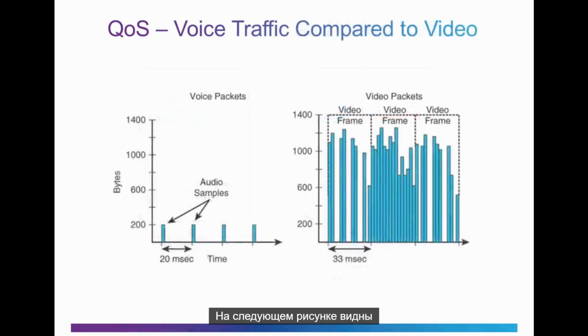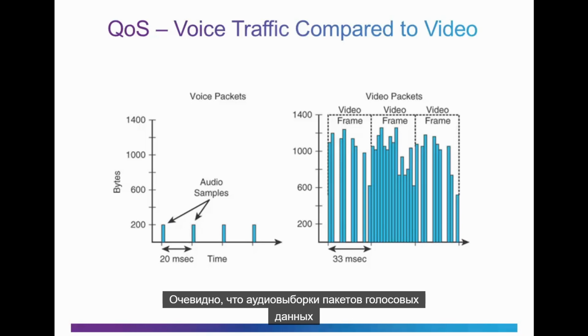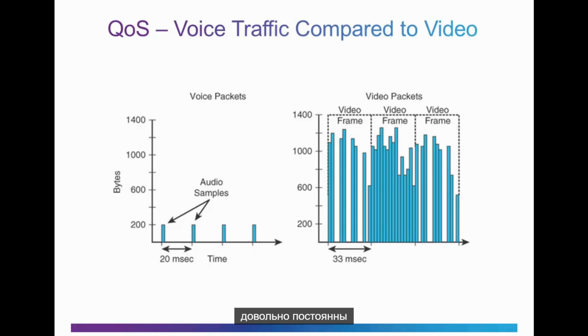In this next graphic, you can see some of the differences. You can see that the audio samples of voice packets are fairly consistent at 20 milliseconds per sample, and the size of the packets are very small. However, video packets, depending on the frame of video, if there's nothing changing in a frame, then they might not have a lot of size. But if there's a lot of action, let's say, in the video or in the movie, then the frames are going to be very greedy or very large. So you can see that it places a greater demand on the network.